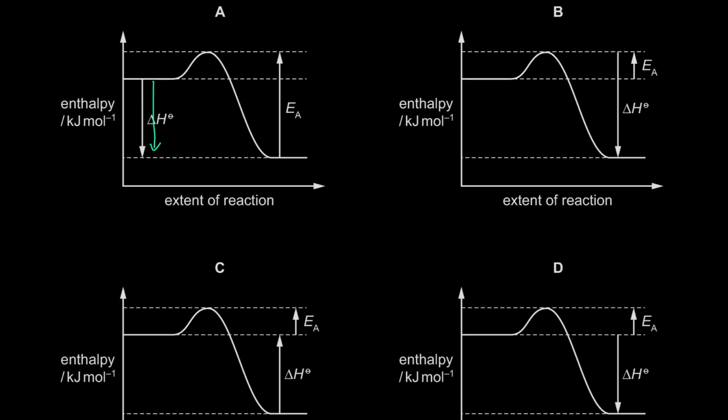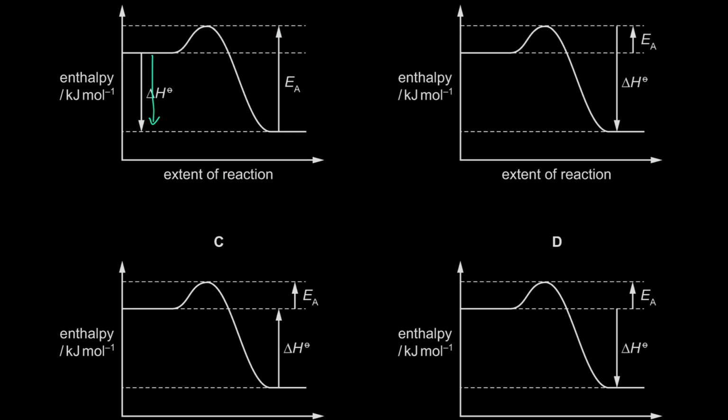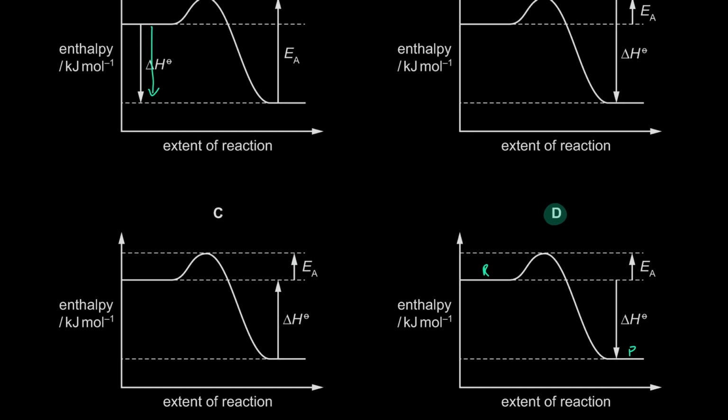So which of them shows the activation energy correctly? Diagram D shows the correct activation energy. The enthalpy change is shown correctly from reactants to products, and the activation energy should be shown from the reactants to the highest energy point. So the answer here will be D. This is the correct reaction profile for this reaction.